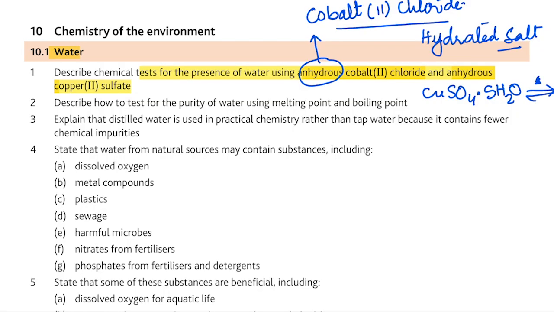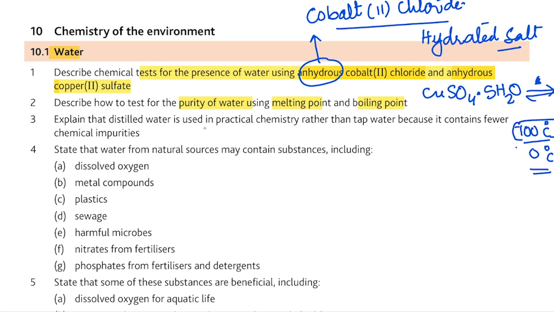The next point is to describe how to test the purity of water using melting point and boiling point. If water boils at exactly 100 degrees centigrade, then it's pure, and if it melts at 0 degrees centigrade, then it's pure. What does impurity do? In the presence of impurity in water, the boiling point of water will rise, and if impurity is there, then the melting point will be lowered. So if it boils or melts at its own temperature, then the substance is pure.